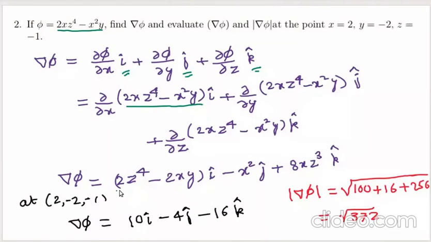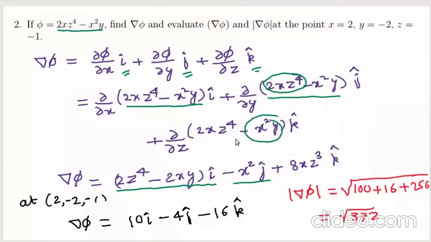Secondly, if you are differentiating with respect to y, the first term will not give you anything, because x and z are constant here, so the differentiation will be 0. From here you will get minus x square, so you have minus x square j cap. The third term, x square y will not give you anything, it is 0, because there are only x and y terms, no z term. Here, z to the power 4 differentiates to 4z to the power 3, so it will be 8x z cube. So this is the gradient of this function.